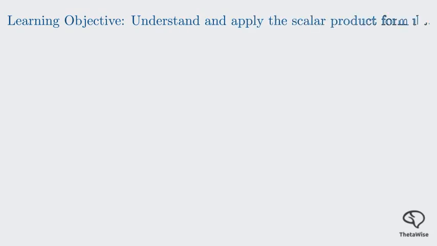Our learning objective is to understand the definition and formula for the scalar product and use it to calculate the product of two vectors. The scalar product is an operation that takes two vectors and produces a single number, or a scalar. For two vectors, say vector A and vector B, their scalar product is denoted by a dot between them. This notation is why it is often called the dot product.